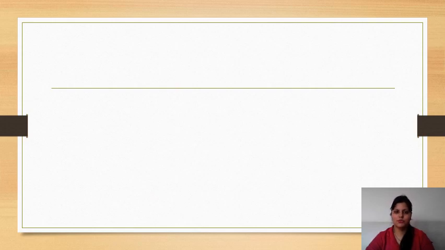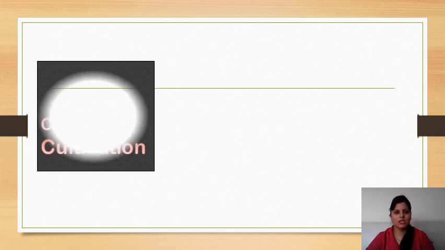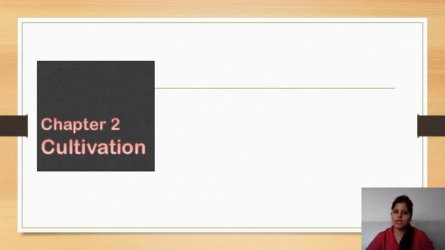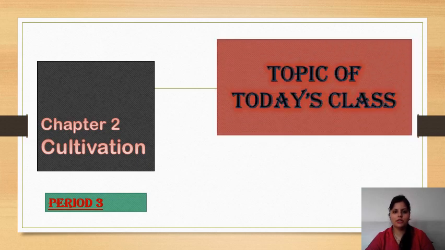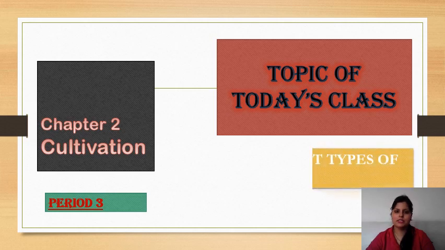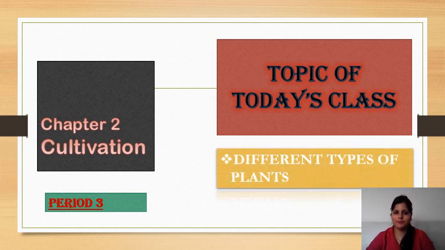Welcome back, children, to our EVS class. Let us continue with chapter 2, cultivation. In our last class, we covered the topic plants and parts of the plant. So today we are going to see the different types of plants which we see all around us. So let us see them one by one.